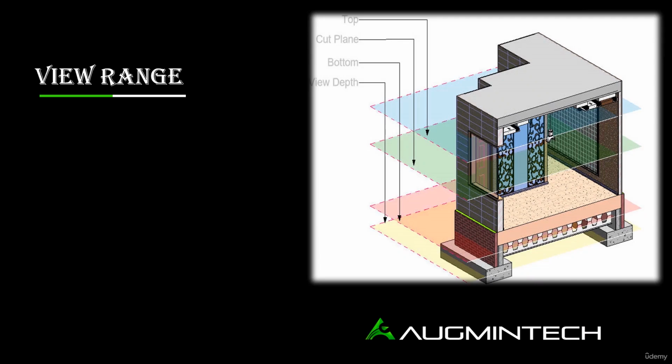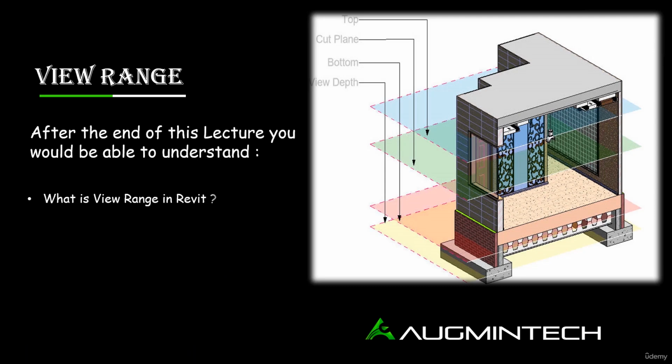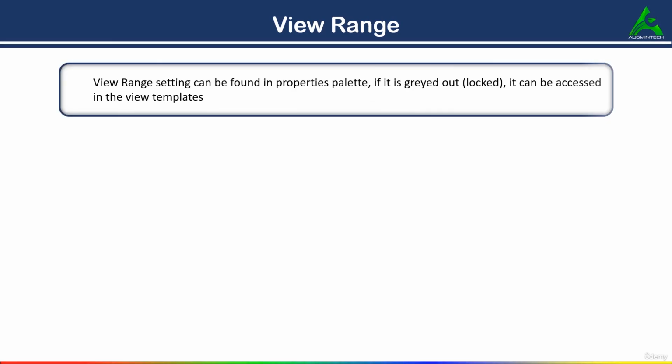So in this lecture we have to discuss the view range. After the end of this lecture you would be able to understand what is view range in Revit. So let's start. Here it is written that the view range setting can be found in the properties palette. So you will get the view range setting from the properties palette.